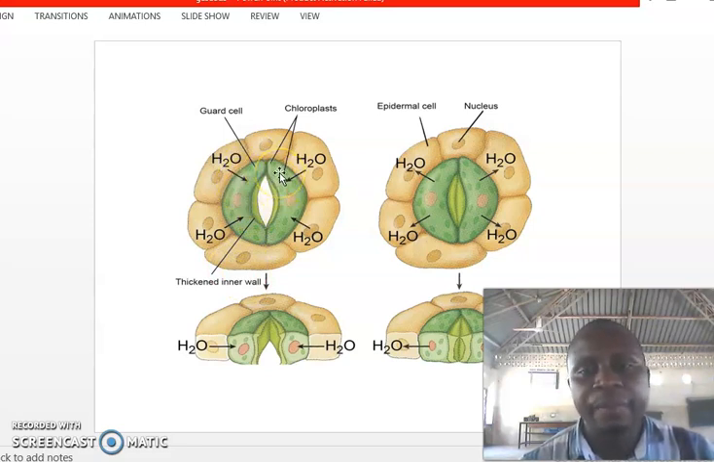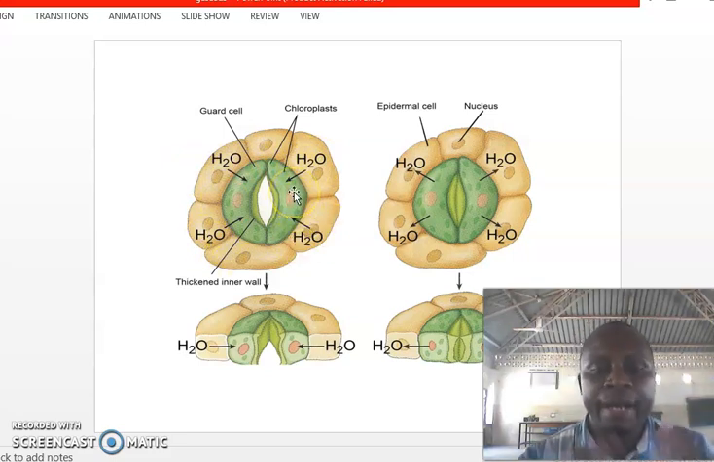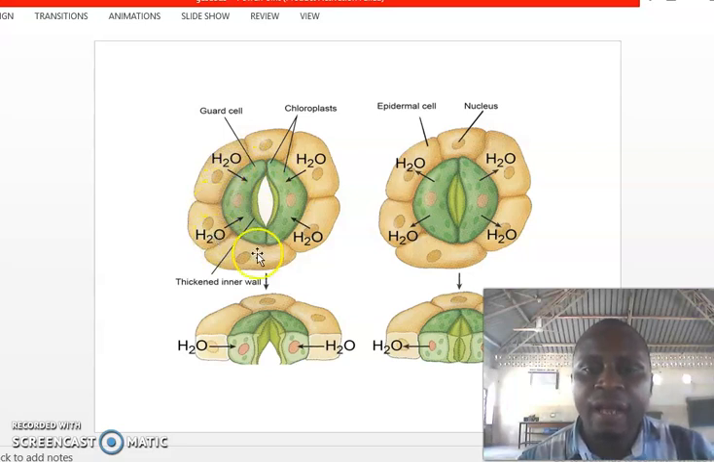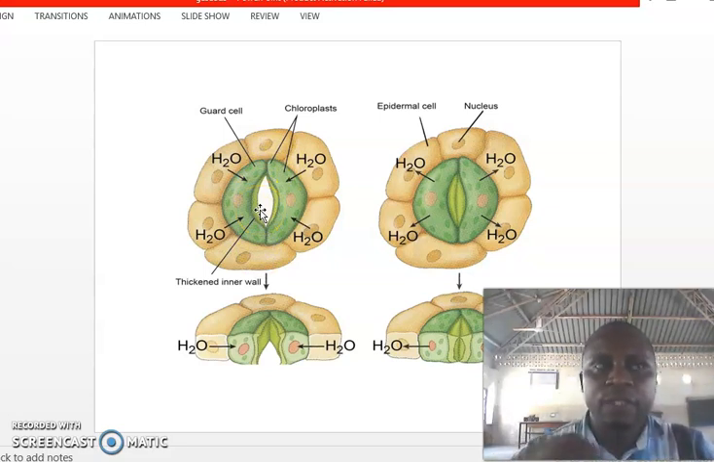So during the day, when there is light, photosynthesis occurs in the guard cell because there is presence of chloroplasts. When photosynthesis takes place, glucose is produced. Glucose is osmotically active, hence increases the osmotic pressure of the guard cells. This leads to water moving into the guard cells from the nearby epidermal cells, hence causing the guard cells to bulge open and become turgid. Because the outer wall is thinner than the inner wall, as it bulges, it exerts pressure, hence forcing the stoma to open. Is it clear?